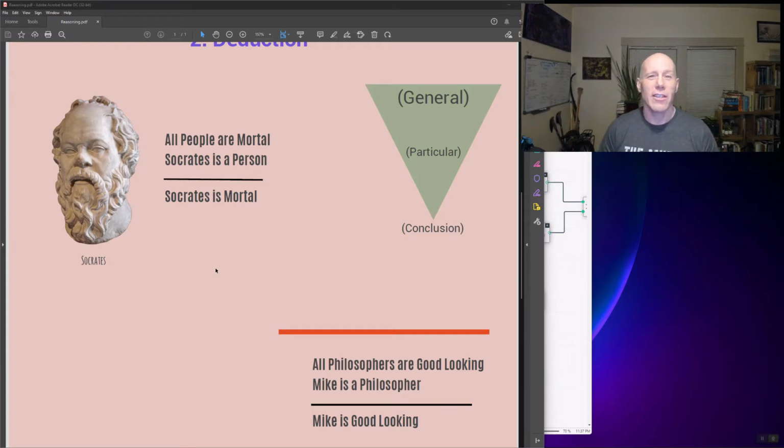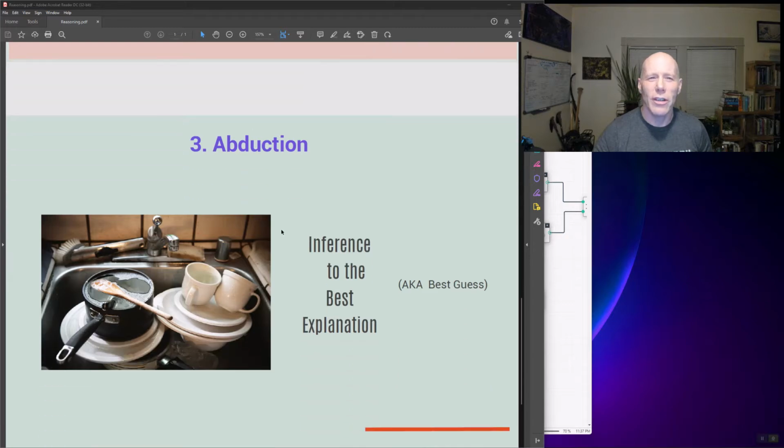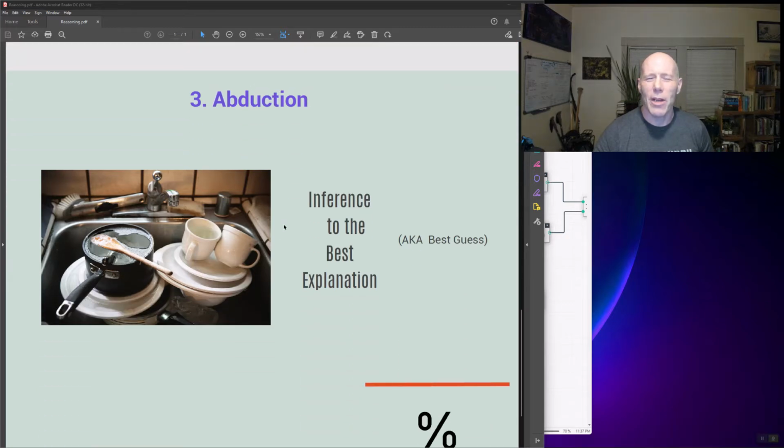Okay, so the first was inductive argument, swan, swan, swan, black swan. The second is deductive arguments, all people are mortal. Socrates is a person, therefore Socrates is mortal. And our final type of argumentation is called abduction. Now there's a couple of types of abduction. I'm just going to talk about one of them.